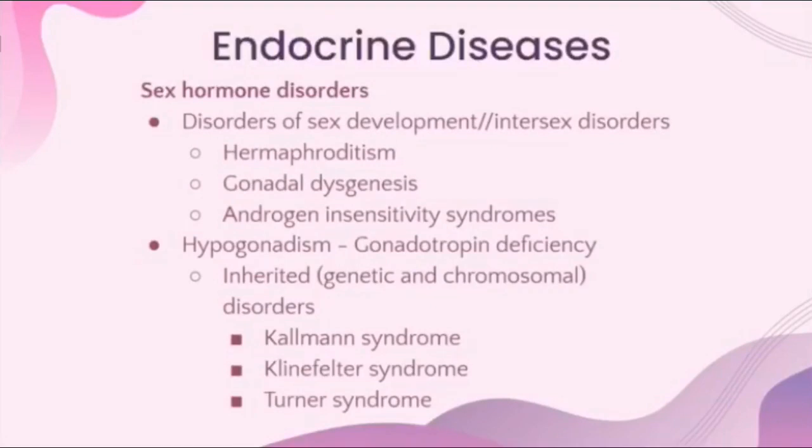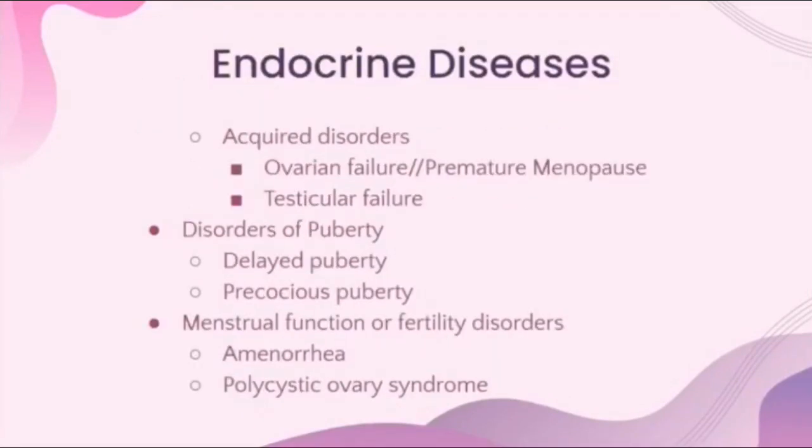Under sex hormone disorders are the intersex disorders, a mismatch between chromosomes or genetic material and the appearance of genitals, hermaphroditism, gonadal dysgenesis, androgen insensitivity syndromes, as well as hypogonadism, testosterone deficiency, which can be inherited through Kallmann syndrome, Klinefelter syndrome, or Turner syndrome. Hypogonadism can also be acquired in the form of ovarian failure and testicular failure.